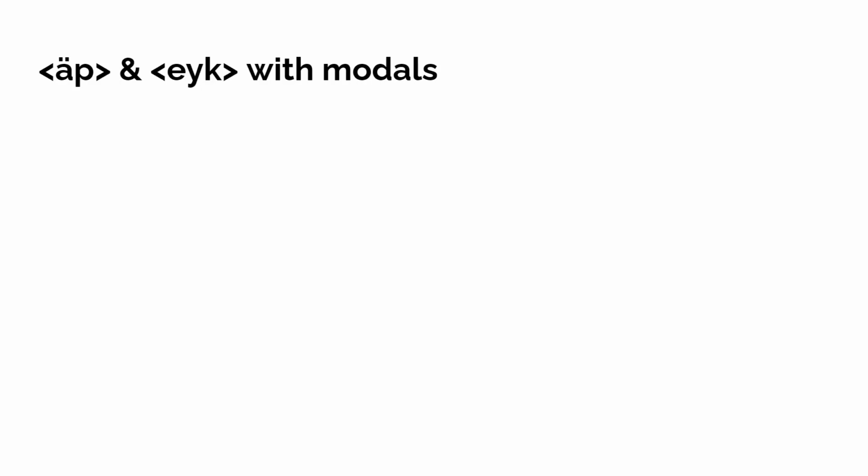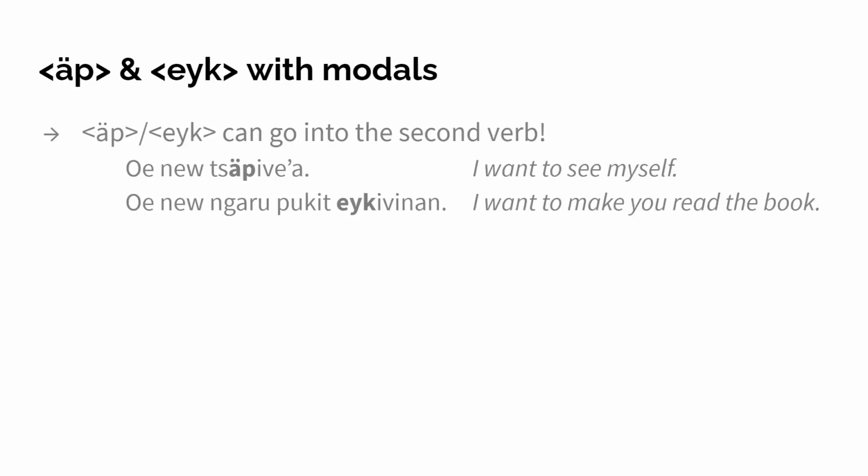But let's first take a look at ab and eik in combination with modals, because ab and eik can actually go into a second verb, into a modal construction. If you remember from 2 lessons ago, a modal construction is stuff like oe neo hivahau, I want to sleep. The neo in this case would be the modal verb. It influenced the second verb hivahau, and the second verb gets the eve infix. And when we talked about these constructions, we also learned that all the other infixes will always go into the modal verb. But ab and eik are actually exceptions. They can go into the second verb. This can be used whenever it makes sense.